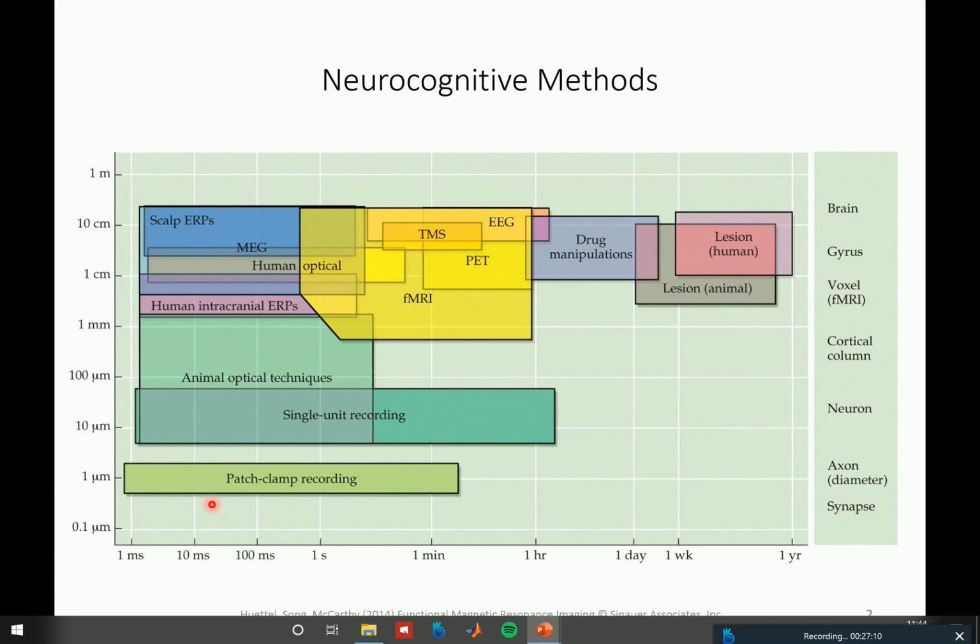So does anyone know what patch clamp recording is? You can briefly explain that to us. It's usually the biologists who know that. Yeah, it's when you measure, for example, ion channels and you measure the action potential. You put a pipette on an ion channel and then you measure the current. Exactly. So usually you do that in some kind of cell preparation and so on, and this is then usually in vitro.